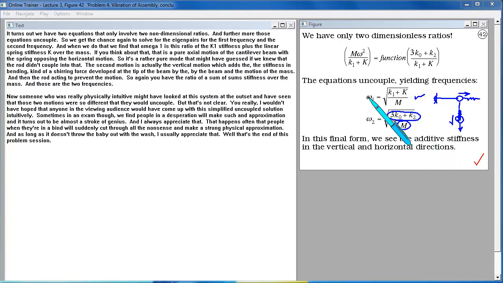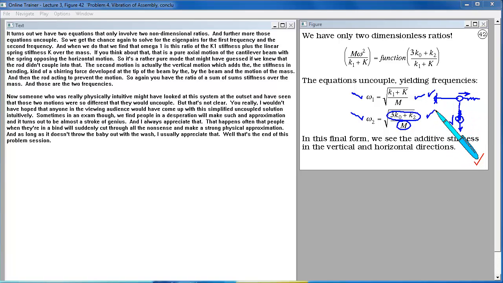Now, someone who was really physically intuitive might have looked at this system at the outset and have seen that those two motions were so different that they would uncouple. But that's not clear. I wouldn't have hoped that anyone in the viewing audience would have come up with this simplified uncoupled solution intuitively.